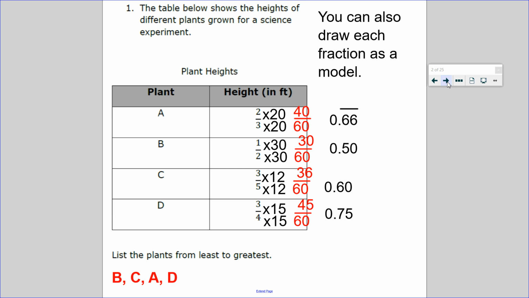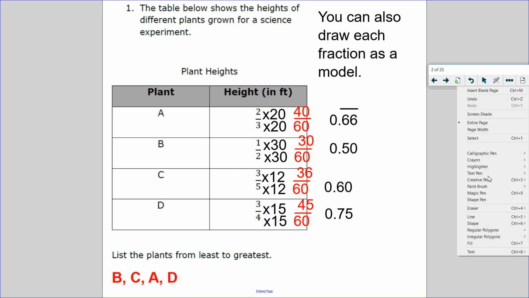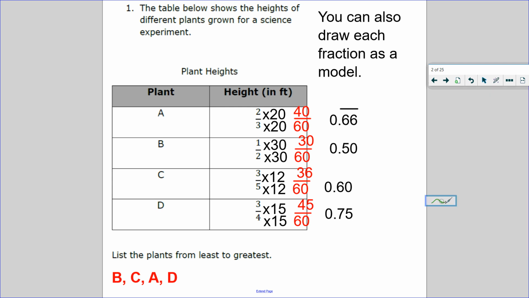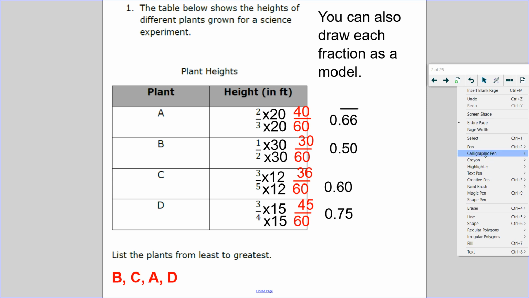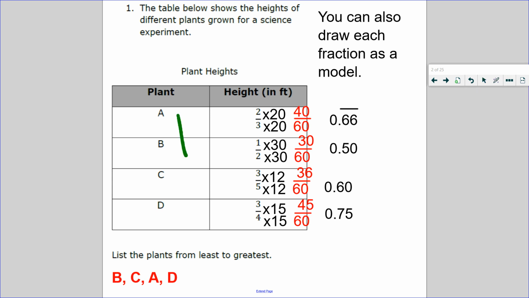One way you can do it, let me get my pen first of all. Let's see, I'll use green. One way to do it is you could turn the fraction to a decimal. You could also draw a model, because I had one girl who did this on the last test. She drew a rectangle and divided it into 4 spots. For 2/3, she cut it into thirds and shaded in 2/3 of it.